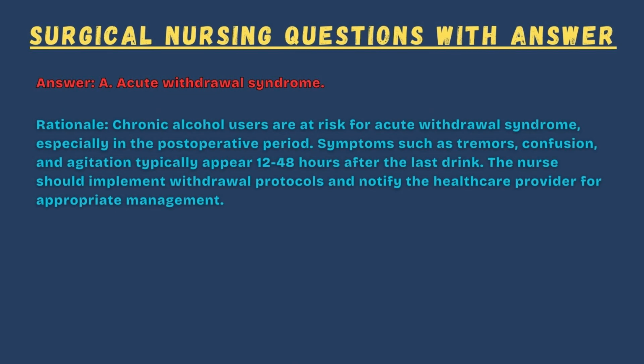Answer: A. Acute withdrawal syndrome. Rationale: chronic alcohol users are at risk for acute withdrawal syndrome, especially in the postoperative period. Symptoms such as tremors, confusion, and agitation typically appear 12 to 48 hours after the last drink. The nurse should implement withdrawal protocols and notify the healthcare provider for appropriate management.